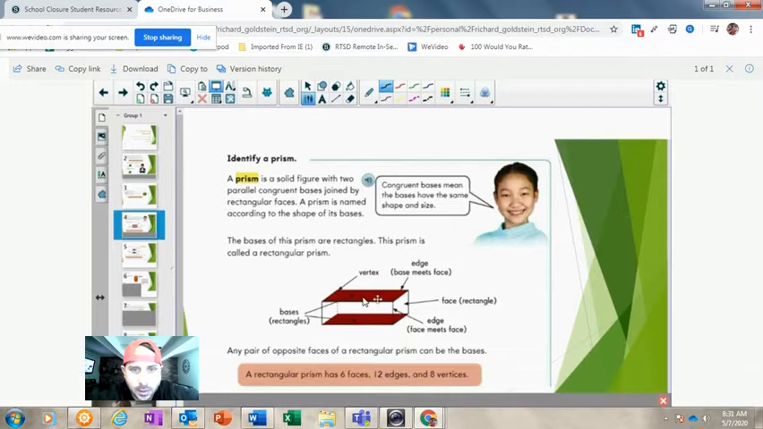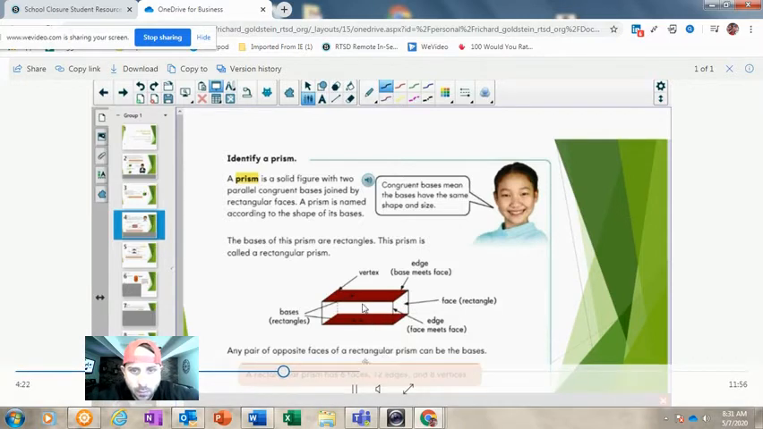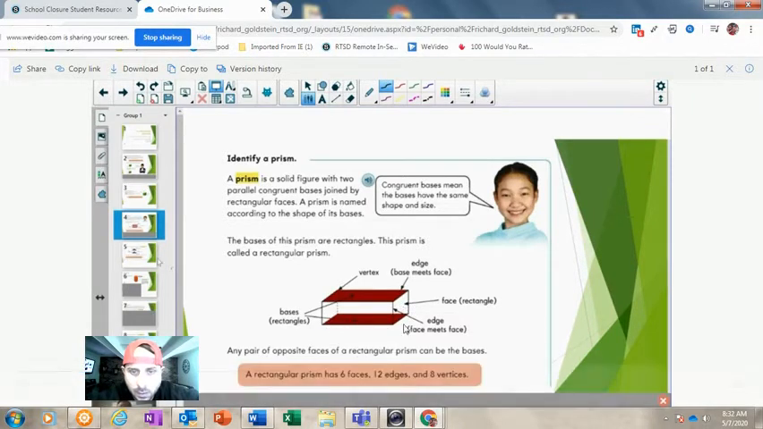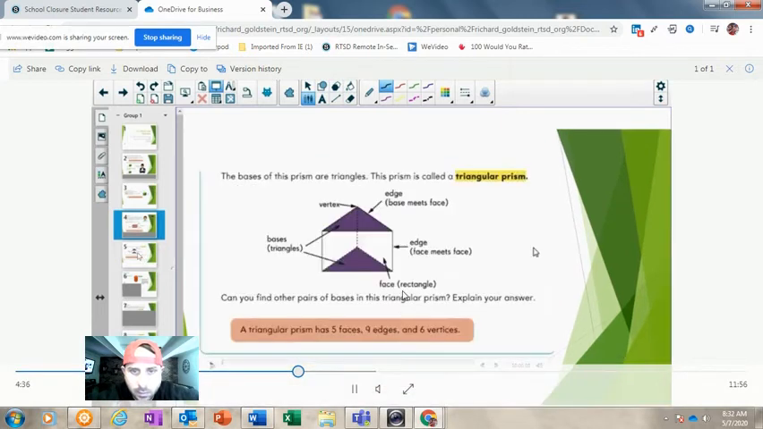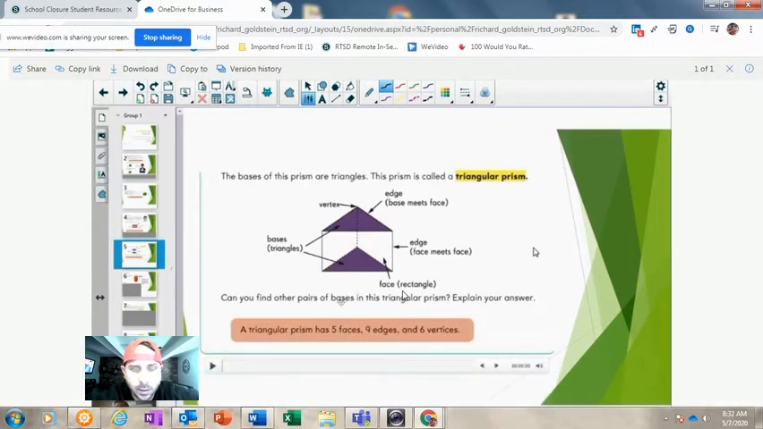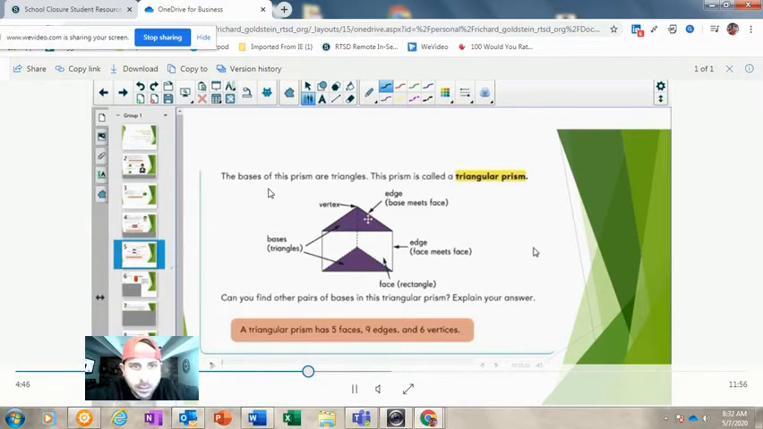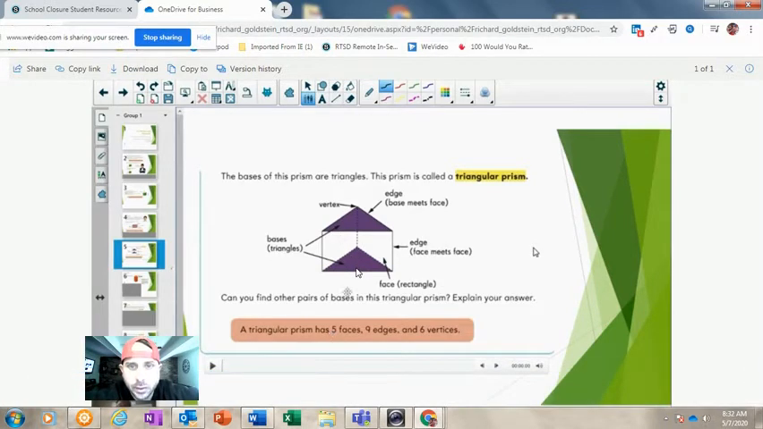And then the opposite pair of faces right here, where it sits, can be considered the base. And then these side faces will be considered just that, a face. You've got your edges, and this is a little bit more of a complex figure. Again, we're going to name the prism after the base. The base of this prism is a triangle. So this base and this base would be considered triangles.